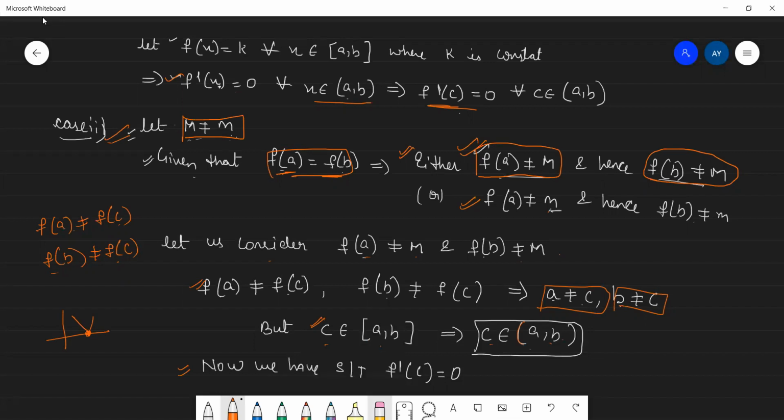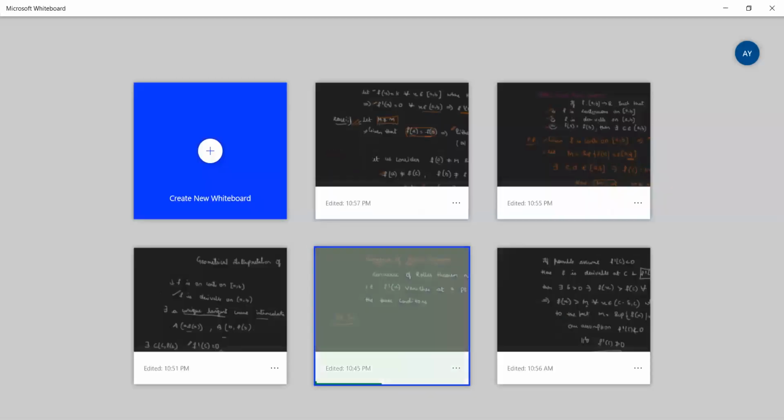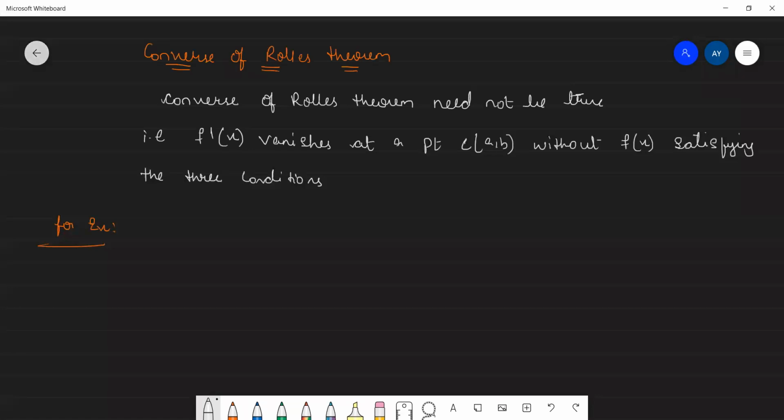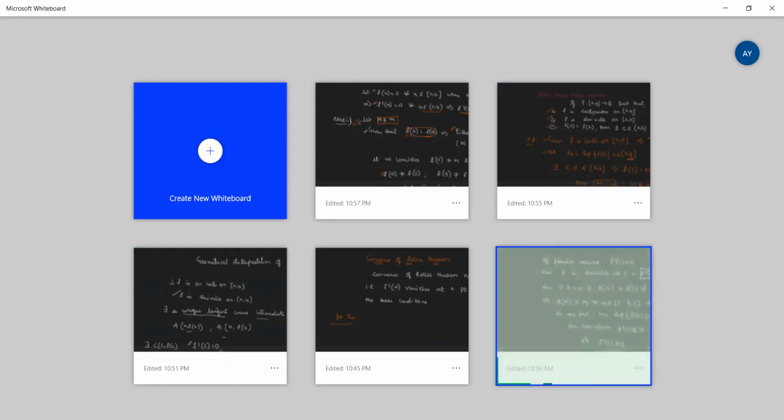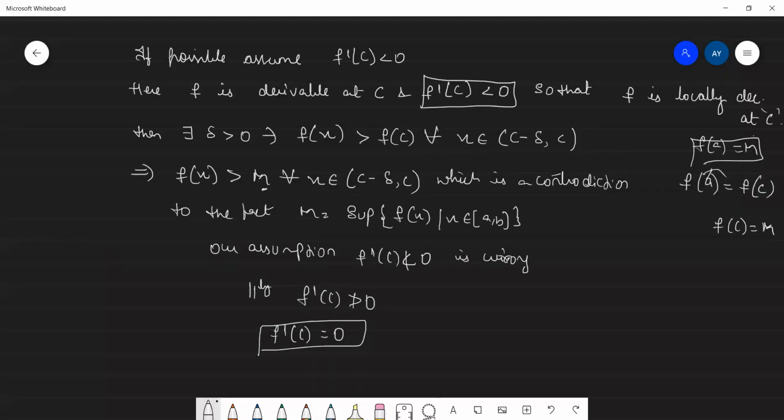What is it that we are actually proving? We are proving that for every intermediate value, there exists at least one C such that f dash of C equals 0. So that is what we are proving over here. That is f dash of C equals 0. So to prove f dash of C equals 0, what do we have to assume first?